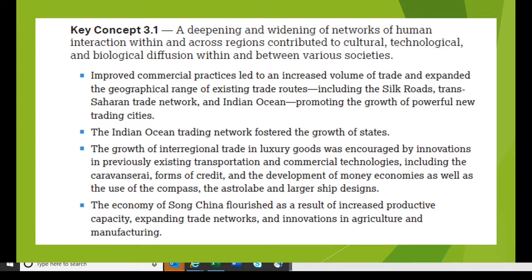So when we take a look at the key concepts when we're studying, we really just want to provide more supporting information that might elaborate on the various technologies and things that are listed here. We can provide examples of improved commercial practices. We can provide examples of powerful new trading cities. We can provide examples of new states that are growing along the Indian Ocean. We can provide an example of innovations in previously existing commercial and transportation technologies, etc.